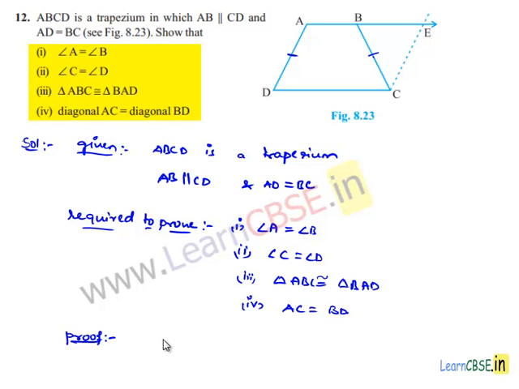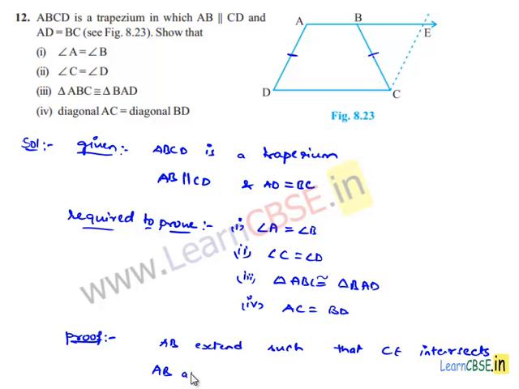Now, in order to prove this, let us extend AB such that CE intersects AB at E, and thereby AECD forms a parallelogram.